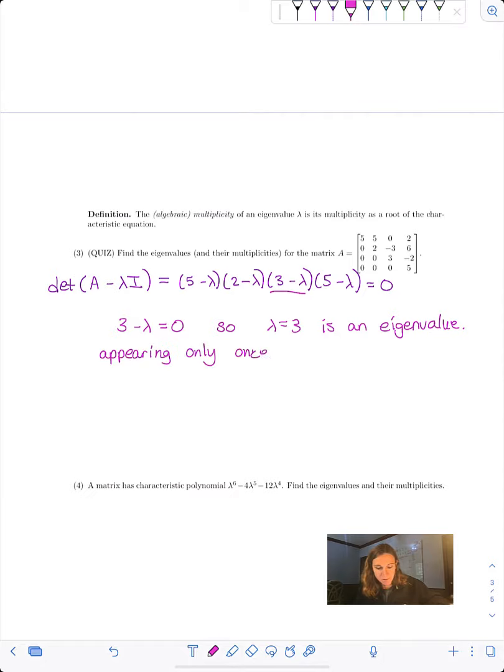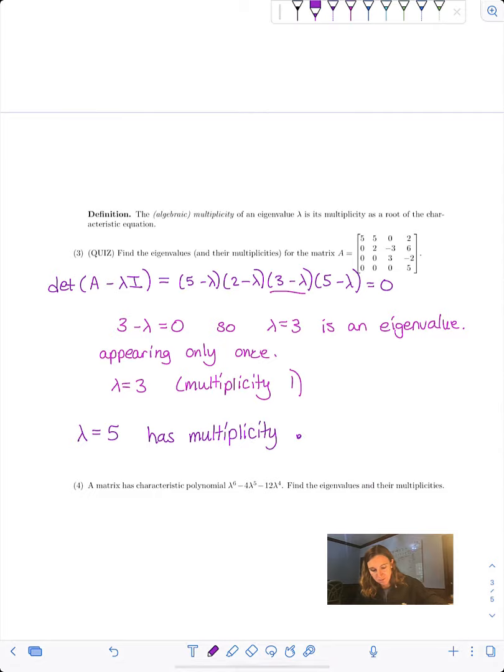So its multiplicity is 1. If it appeared 5 times, its multiplicity would be 5. And so for your quiz, you can see that lambda equals 5 is also an eigenvalue. And now I'm asking you what is its multiplicity. So you just need to count how many times it appears.